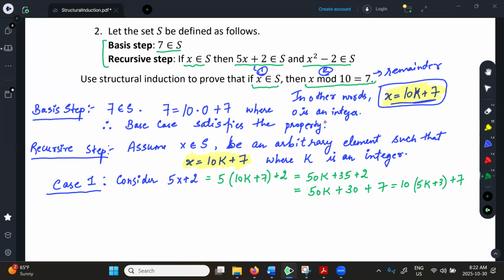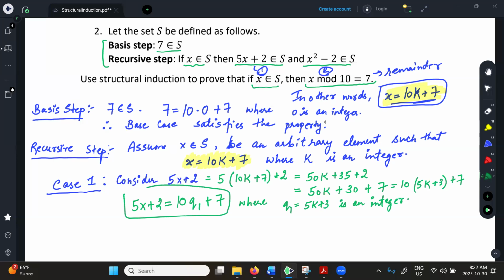So eventually I ended up with 5x plus 2 in the form of 10, let's call it q1 plus 7, where whatever your q1 is, 5k plus 3 is an integer. And I'm done. My 5x plus 2 is in the desired form. But am I done here? Is the proof done? Nope. I have one more formula to deal with.